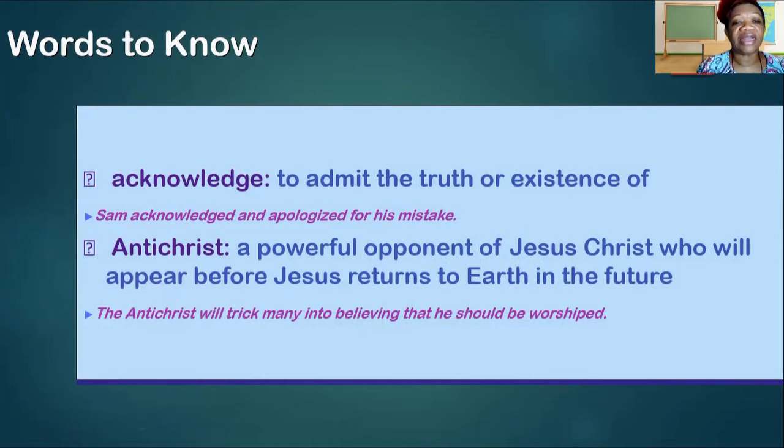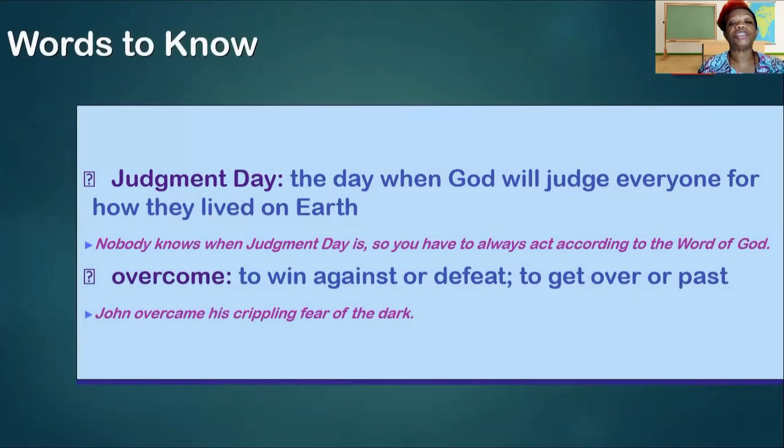The second word is Antichrist. Oh, you've heard that before. It's a powerful opponent of Jesus Christ who will appear before Jesus returns to earth in the future. The Antichrist will trick many into believing that he should be worshiped. The next one is Judgment Day, the day when God will judge everyone for how they lived on earth. Nobody knows when Judgment Day is, so you have to always act accordingly to the word of God.